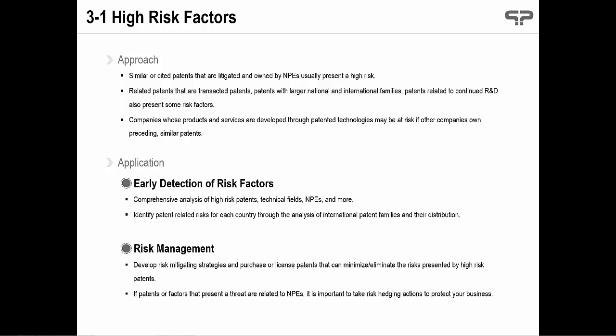PatentPia's database and Prometheus also enables businesses to identify global market risks by identifying patent-related risks for each country through the analysis of international patent families and their distribution. Some risk management strategies include the identification of patents to purchase or license that can minimize or eliminate the risks represented by high-risk patents. Also, if patents or factors that represent a threat are related to NPEs, it is important to take risk hedging actions to protect your business.